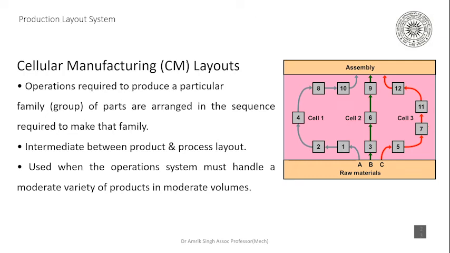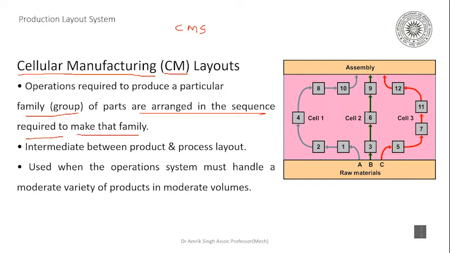Now one more type of layout is followed, which is a variation of the job type or the product type, you can say. It is the cellular manufacturing layout. We also call it CMS, cellular manufacturing systems, or cellular manufacturing. When we are talking of layout, we say cellular manufacturing layout. The operations required to produce a particular group or family of parts are arranged in the sequence required to make that family.